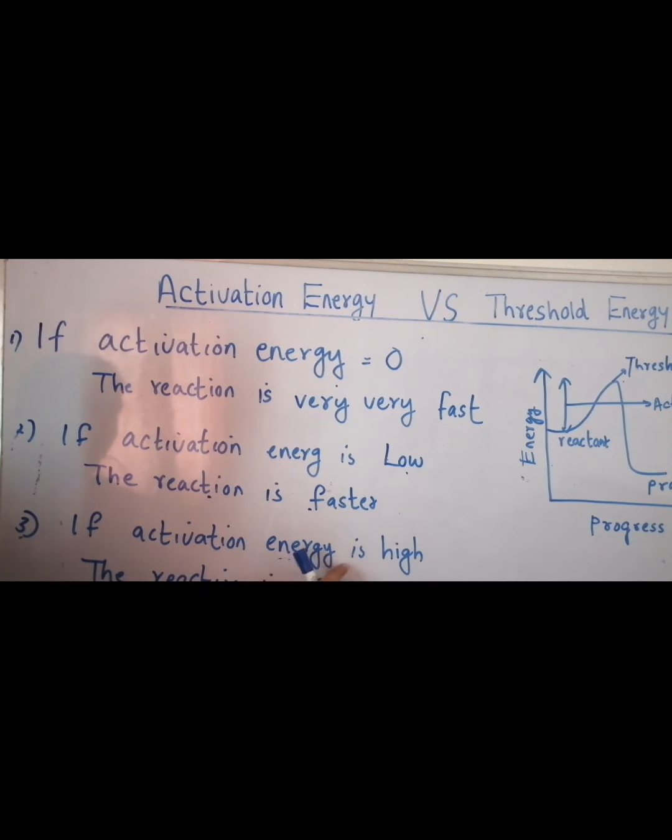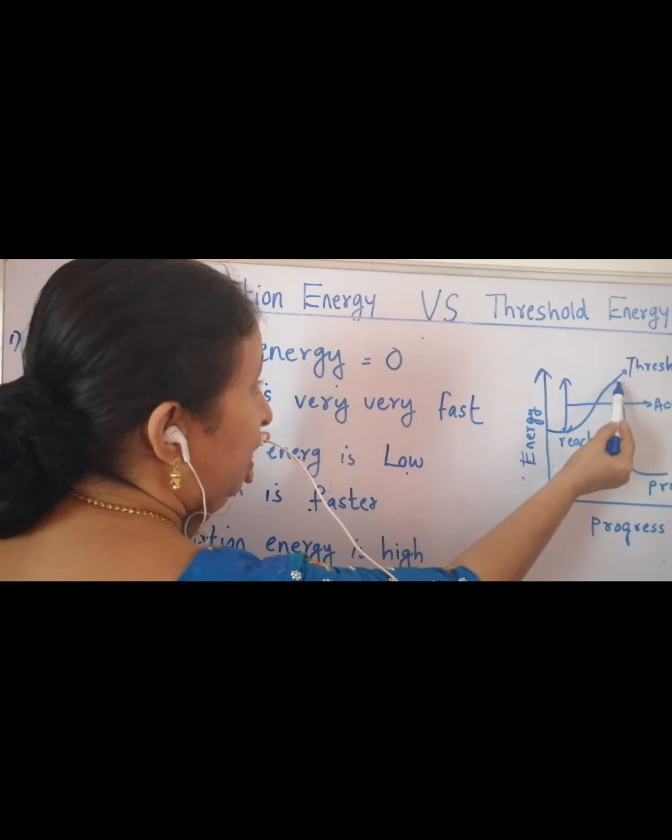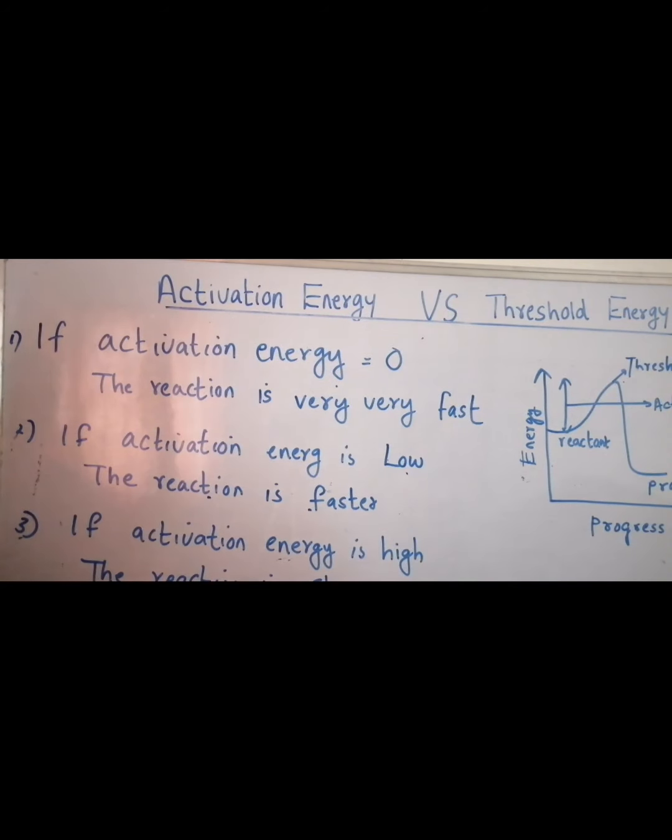If activation energy is high, the reaction requires more additional energy to reach the threshold energy. So the reaction is slow.